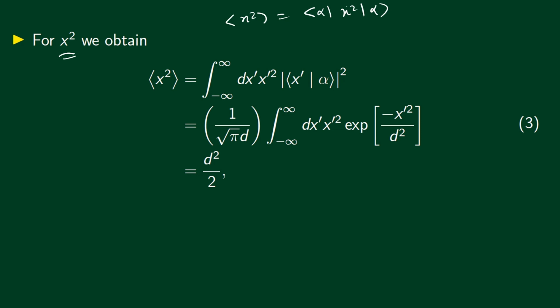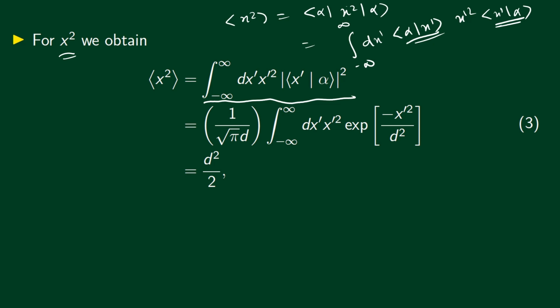Okay, which in the position basis, as we have already seen, becomes integral minus infinity to infinity dx prime bra alpha ket x prime x prime squared bra x prime ket alpha. Again, this is something that we have already seen when we discussed the coordinate representation. Now what we have here is the complex conjugate of this. So together we can write this as integral minus infinity to infinity dx prime x prime squared modulus square of bra x prime ket alpha.